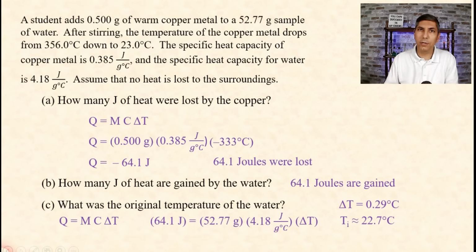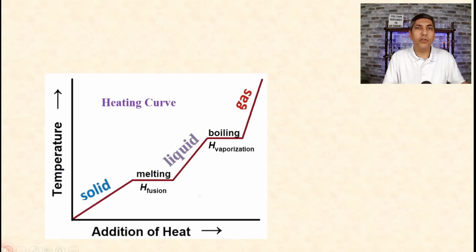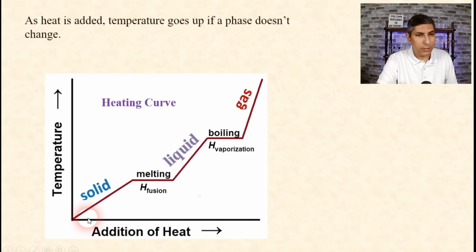So there's a very good and typical example of thermochemistry using Q equals mc delta T, working with calorimetry. Now, speaking of heat and how things change temperature and essentially just change as we add heat to them, let's imagine we have this heating curve. So here we start with a solid at a fairly low temperature, and as we add heat to that, notice that the temperature goes up.